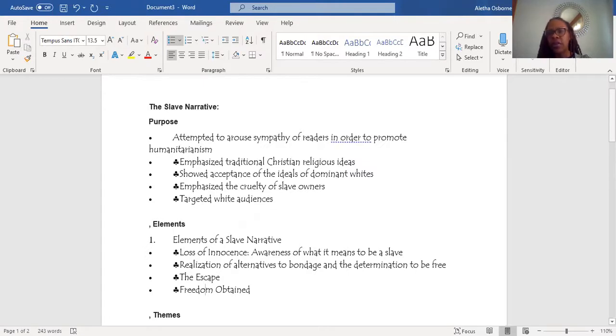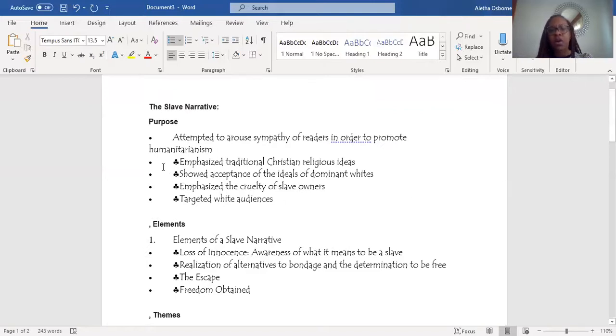With the slave narrative, we learned many things, but the purpose of the slave narrative was to attempt to arouse sympathy in readers. So there is this very consciousness of a reading audience, right? A lot of what you will find in slave narratives is presented in a way to evoke sympathy in their readership and to also prompt their readers to action. Whether that's activism or humanitarianism, a main purpose of the slave narrative was to arouse the sympathy of their readers.